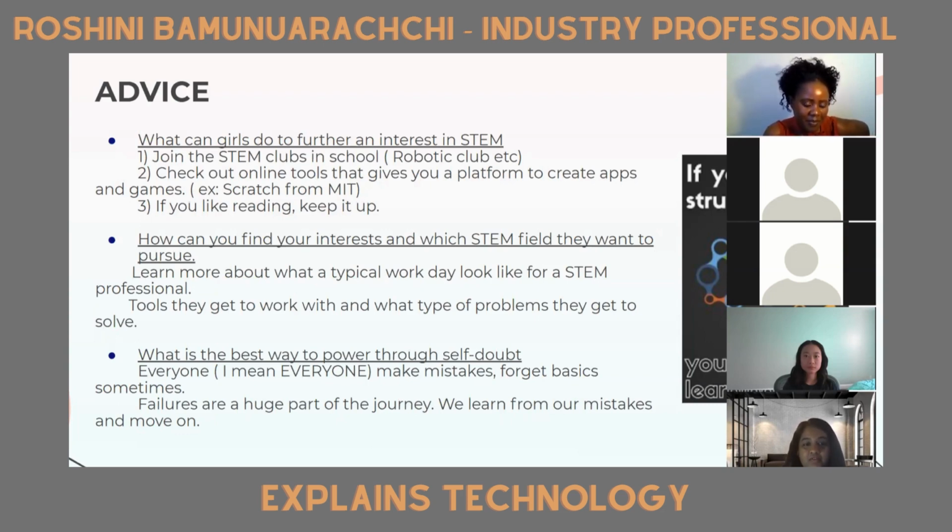So how can you find your interest and which STEM field you want to pursue? This is a good question. I would say definitely the more you know about the field, the better idea you can get about it, and try to find out.